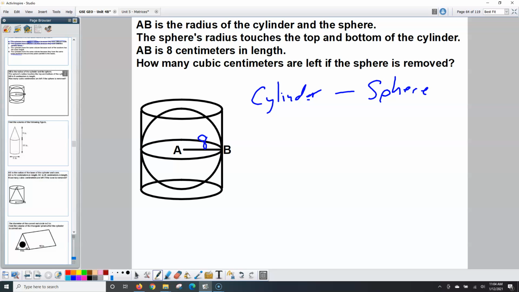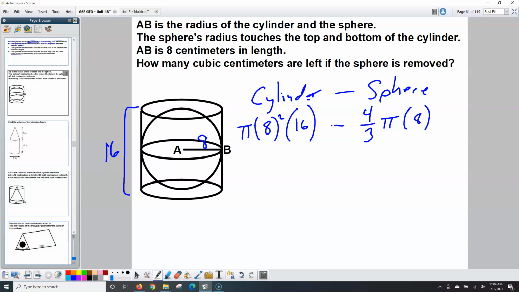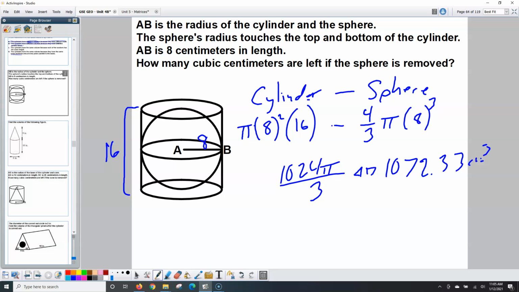So once I got the volume of the cylinder, I'll subtract the volume of the sphere, and let's go from there. So it says that the radius touches the top and bottom, so that means that the height is going to be 16, right? So I've got pi r squared times the height minus 4/3 pi r cubed. And I'll punch all that into my calculator, and it will give me 1024 pi over 3, or I got 1,072.33. Okay. And that would be in cubic centimeters. That would be what's left over.